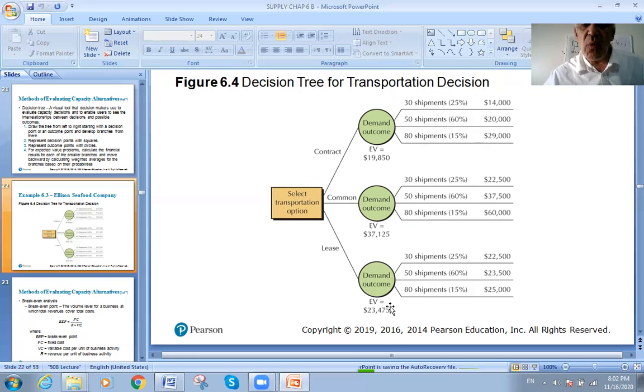Same thing. Why did we say this is a decision point? Because we will have three alternatives. If the case is revenues, you will choose the highest number. If the case is costs, then you will choose the lowest cost. That's the difference between the two cases.